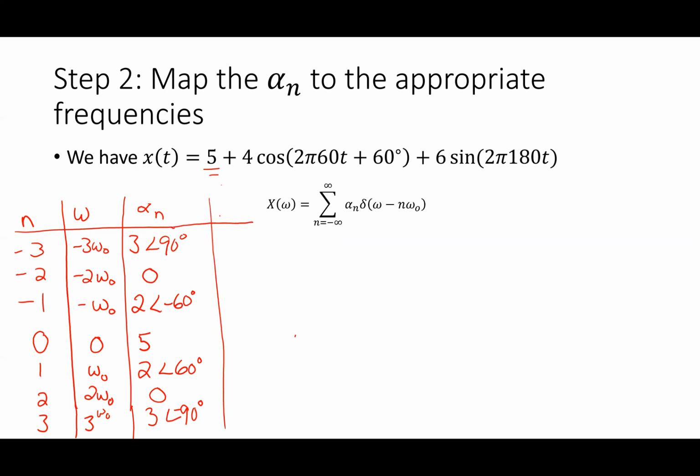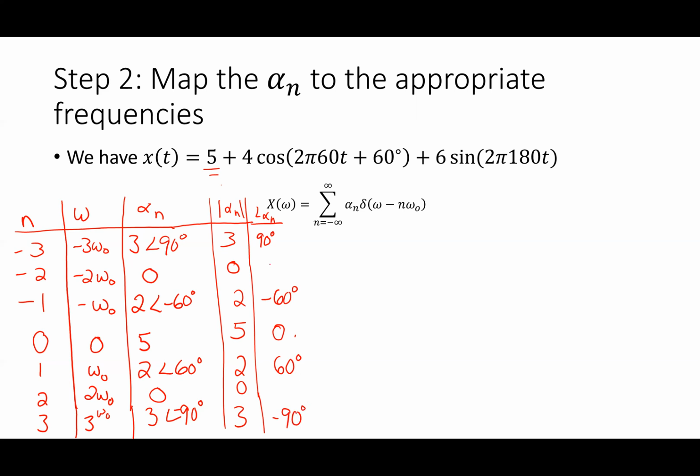Okay. So, all right, that tells me, if I wrote it out pretty explicitly there, I could say there's a magnitude of alpha n and an angle of alpha n, right? And you can see what they are there. So if I talk about the magnitude, it's 3, it's 0, it's 2, it's 5, it's 2, it's 0, it's 3. And my angles are 90, negative 60, 0, 60, and then negative 90.